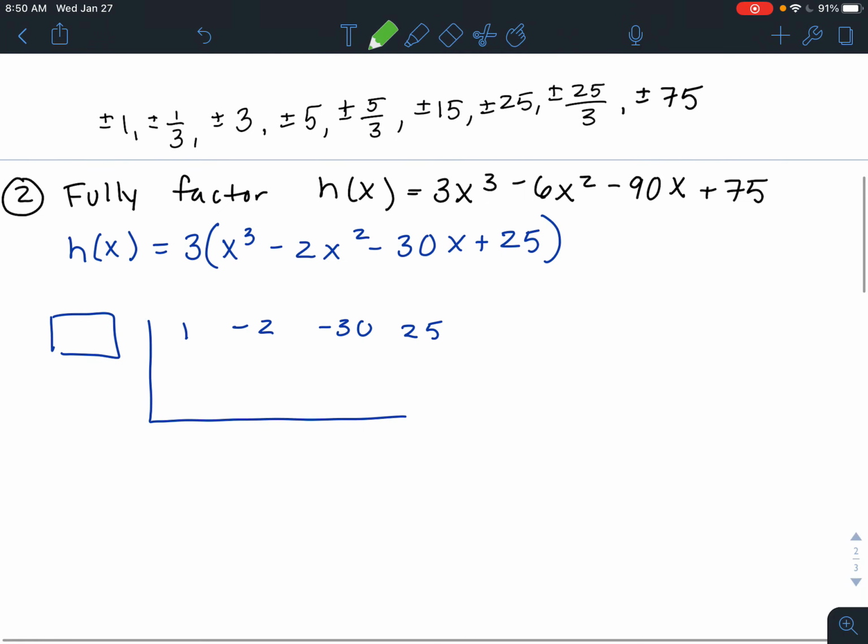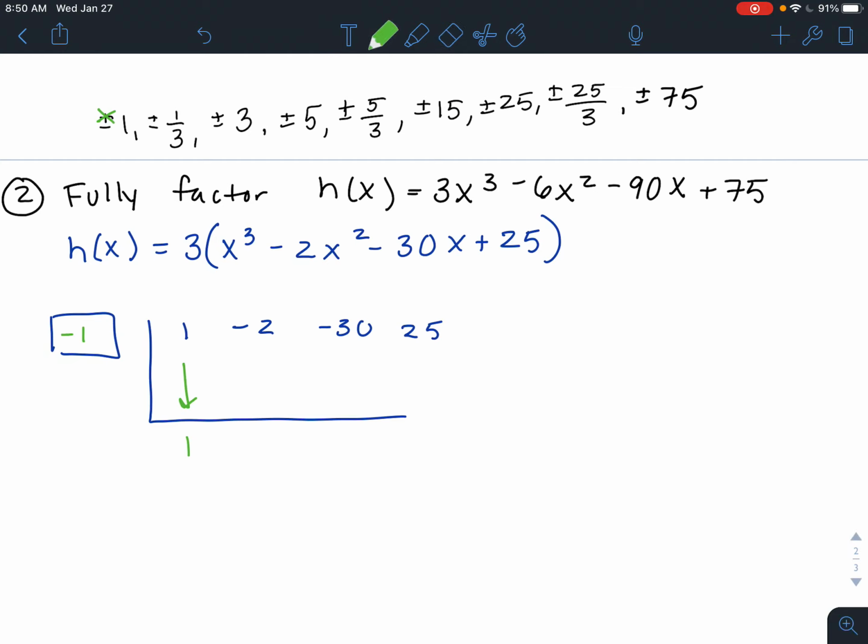So I always start with 1 first because it's such an easy number to test. So, right, you drop the 1 down for the synthetic division. 1 times 1 is 1. Add to get -1. It's going to give me -1, -31, -31. Okay, that's not going to equal 0, so +1 is not an option.